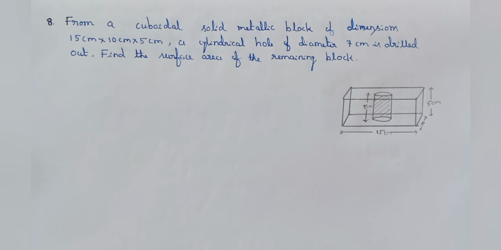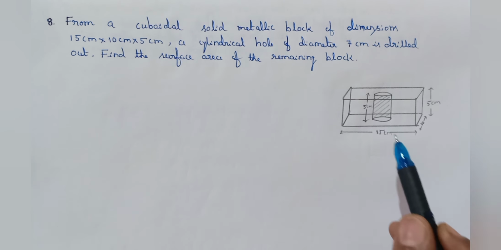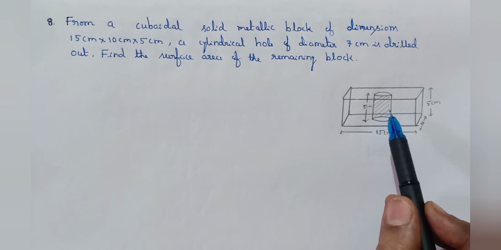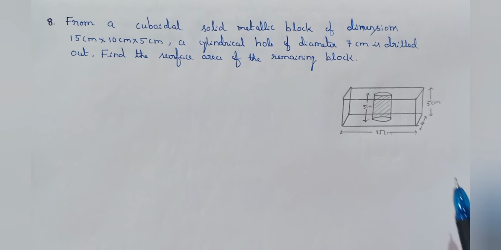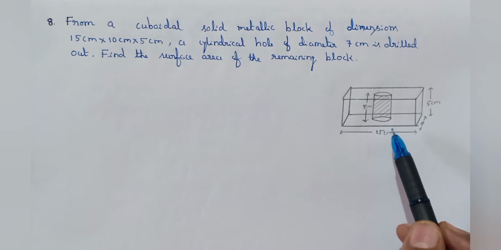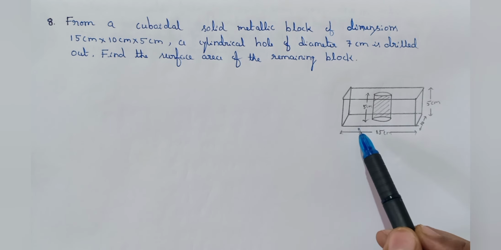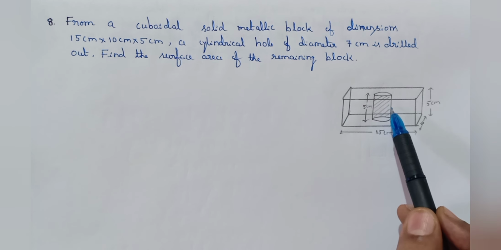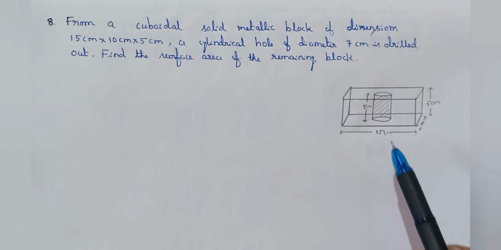Next question. From a cuboidal solid metallic block of dimensions 15 cm into 10 cm into 5 cm, a cylindrical hole of diameter 7 cm is drilled out. Find the surface area of the remaining block. In the figure, a cylindrical hole is drilled in a cuboidal block. So, to find the surface area of the remaining block, add the TSA of the cuboid and CSA of the cylinder and then subtract area of the two circles.